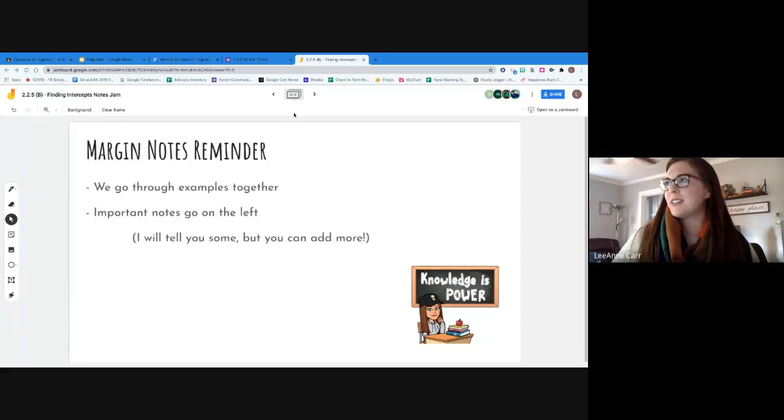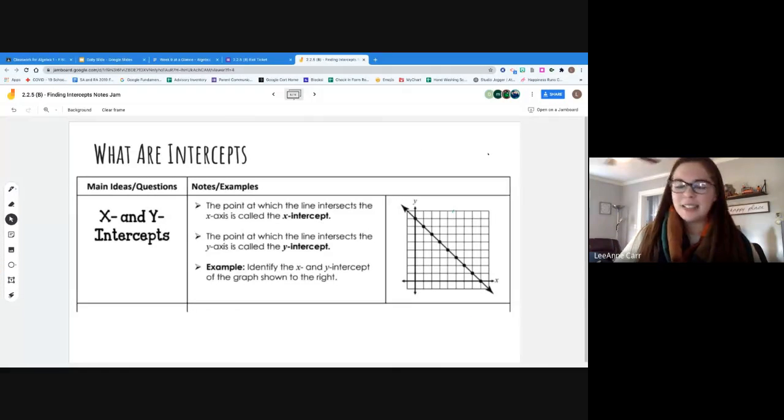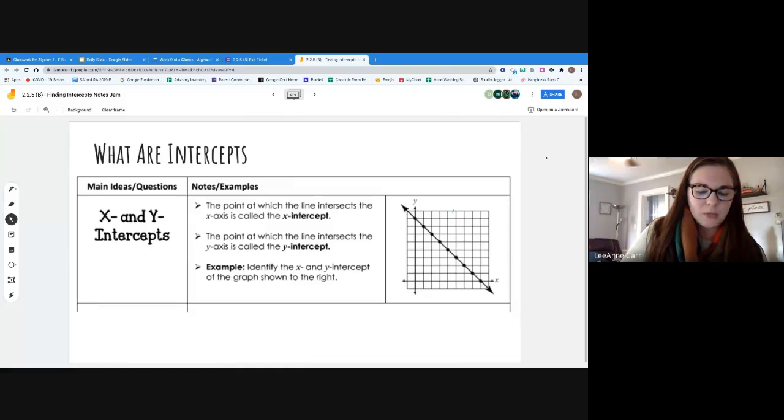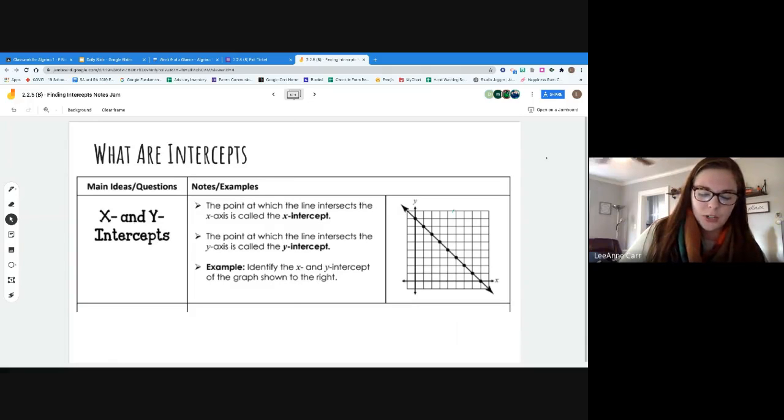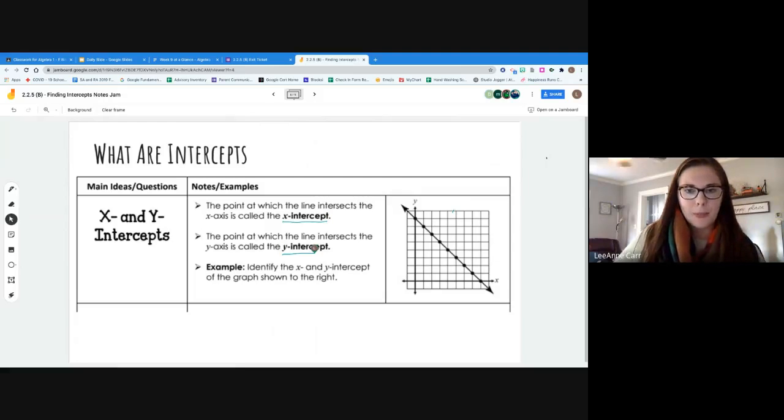All right, so let's get started. We're going to start with some terminology. I know you guys have seen these vocab words because we went over them together in earlier lessons, but we are going to use fancier notation today when it comes to these terms. So our two big things today are x-intercept and y-intercept.